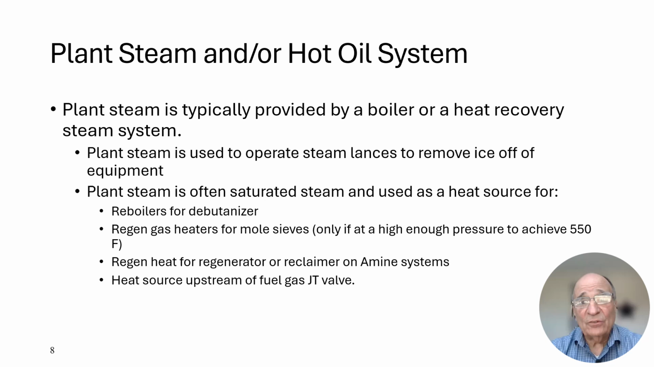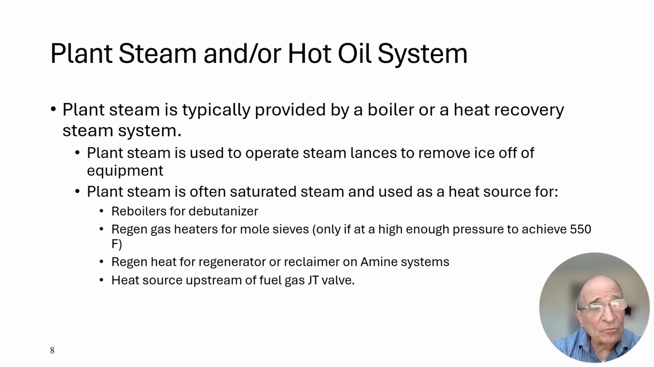Plant steam and/or hot oil systems. Plant steam is typically provided by a boiler or a heat recovery system. Plant steam is used to operate steam lances to remove ice off of equipment. Plant steam is often used as saturated steam and is used as a heat source. There are many different requirements for heat sources in an LNG facility.